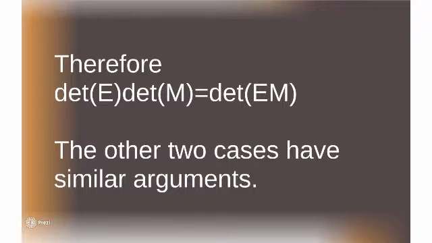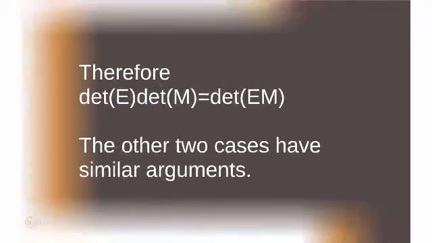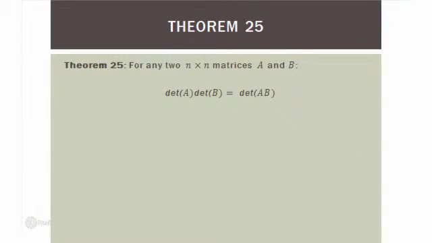So we showed what we wanted to, and the other two cases are very similar, where you have the other two types of elementary row operations, or the other two types of elementary matrices. So we are just going to let you do that. Now we're going to use the elementary matrix lemma as a big tool to prove theorem 25. This is going to be our big theorem in this video. So theorem 25: for any two n by n matrices A and B, we must show the determinant of A times the determinant of B equals the determinant of A times B.